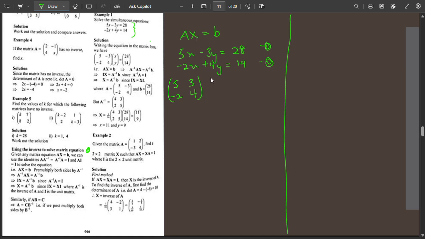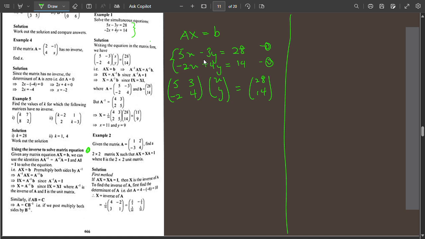Then X is made up of the variables, so just x and y. And then B is called the right hand side, a matrix made of the right hand side, so just 28 and then 14. Perfect. So what we just did is convert this system of equations into the form AX is equal to B, which is a form in which we can use the inverse to solve.